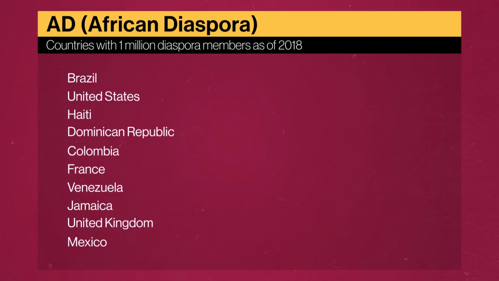And it never hurts to do a self-check. AD is a set because either a country has more than 1 million descendants of the African diaspora, or they don't.